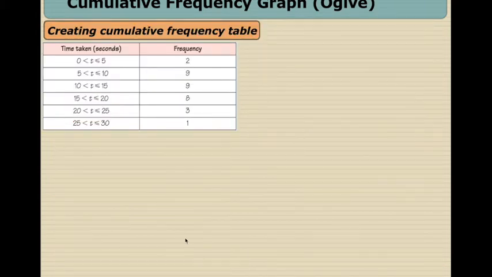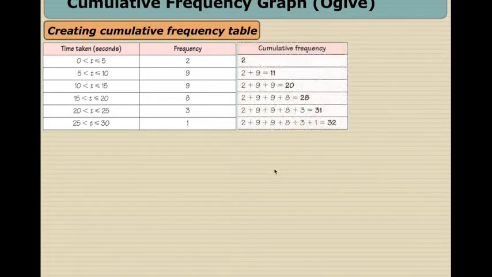Next, it was mentioned earlier that a cumulative frequency graph uses the accumulated frequency, so we need another column labeled cumulative frequency. We start off with the first value, which is 2, and then 2 plus 9 gives you 11. 11 plus 9 gives you 20. 20 plus 8 gives you 28, and so on. So this is the cumulative frequency.